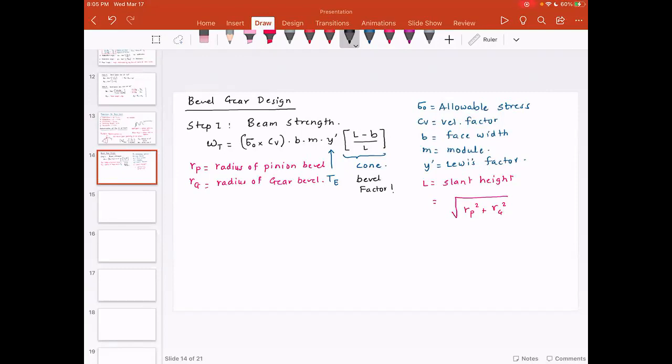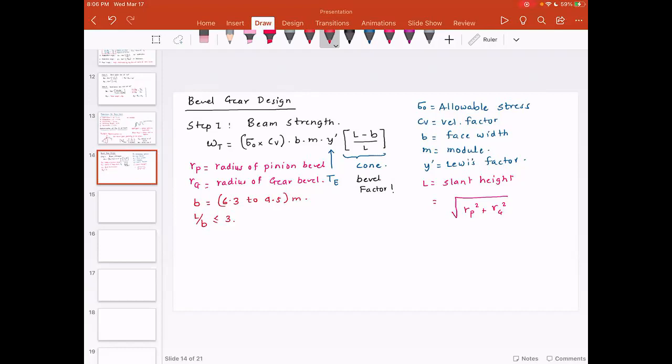So one thing I just have to tell you is that the face width for the bevel gear B is usually 6.3 to 9.5 times module. So the face width is between 6.3 to 9.5 times module. And the L by B ratio should be less than or equal to 3. This is just for safety purposes.